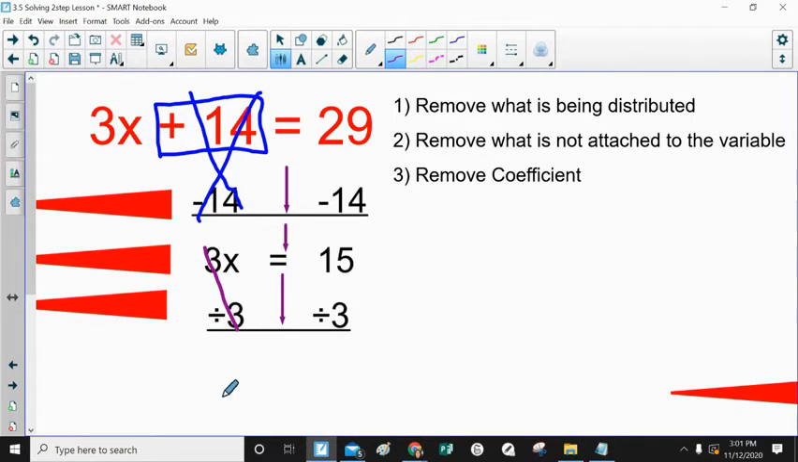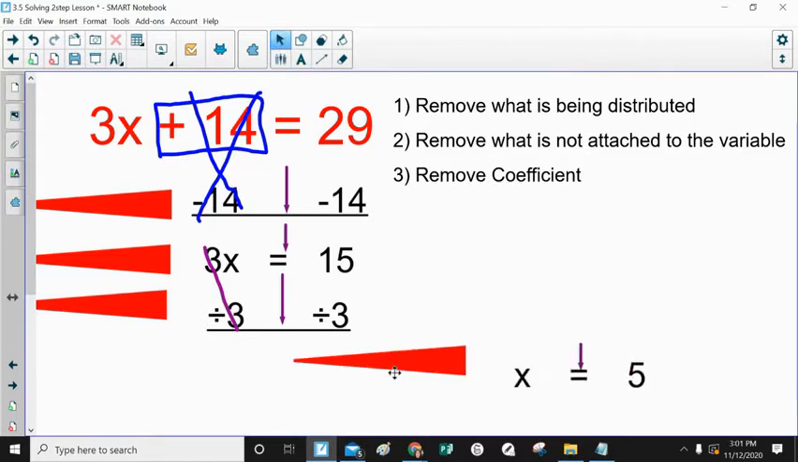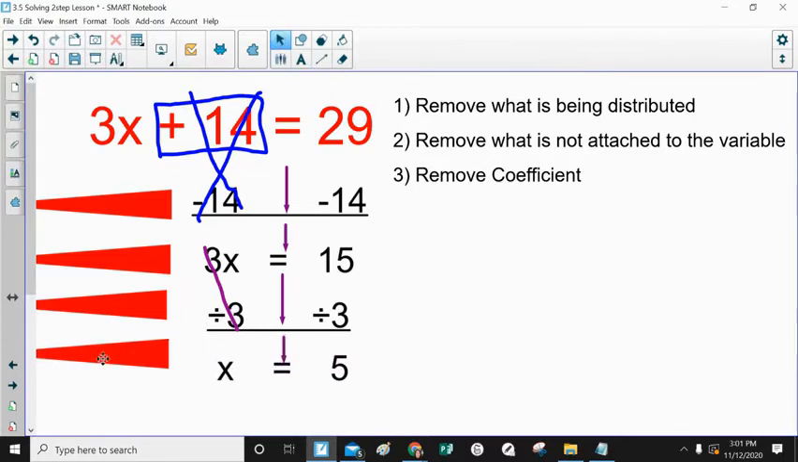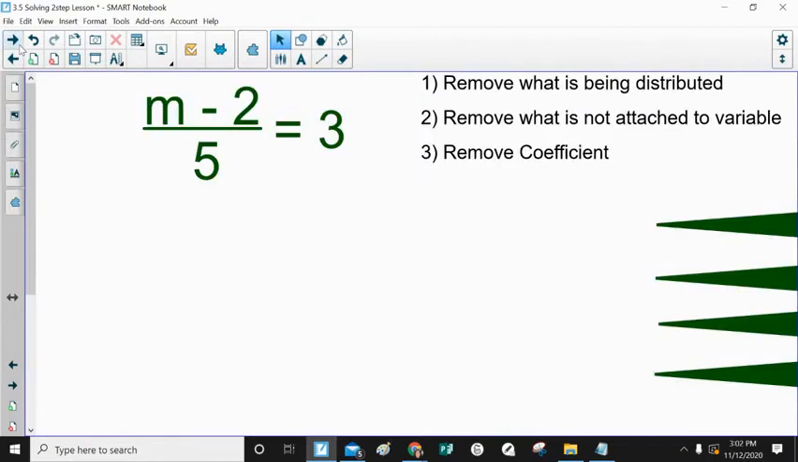These 3's, they don't zero out. They divide. 3 divided by 3 equals 1. So now my coefficient to x is 1. And I'm left with the equation x equals 5, which is also the solution to this problem. Let's look at the green equation next.